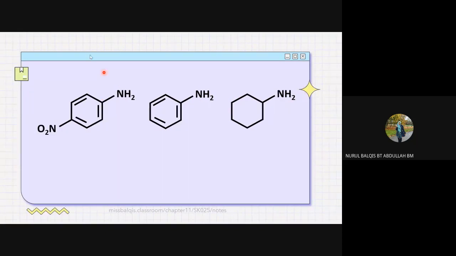Okay, when comparing these three compound, first sekali bagi saya nama compound ni dulu. What is the name of this compound? You have this benzene. Lepas tu siapa nak jadi nombor satu? Kalau ada NH tu kita ambil aniline kan? Yes. Okay, so what is the name of this compound?